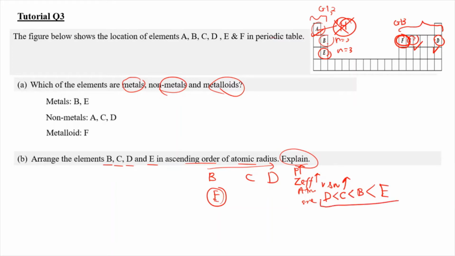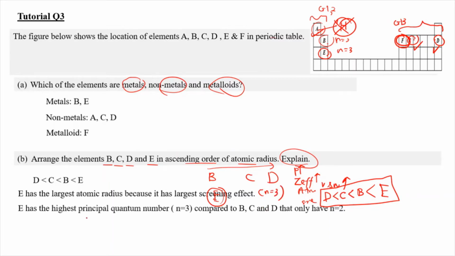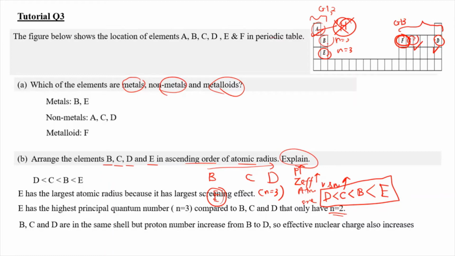Okay, so the answer that you're going to get is going to be something like this. You're going to say that E is greater than B, greater than C, then greater than D in terms of the atomic radius. So you can say that E has the largest atomic radius because it has the largest screening effect, where n is equal to 3. And E has the highest principal quantum number compared to B, C, and D that only have n equal to 2. And B, C, and D are in the same shell or the same period, which is n equal to 2, but the proton number increases from B to C to D.